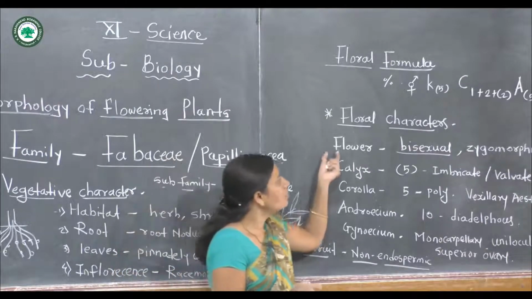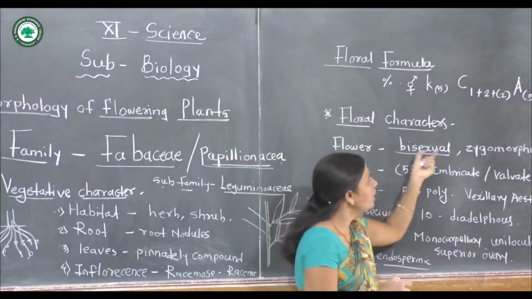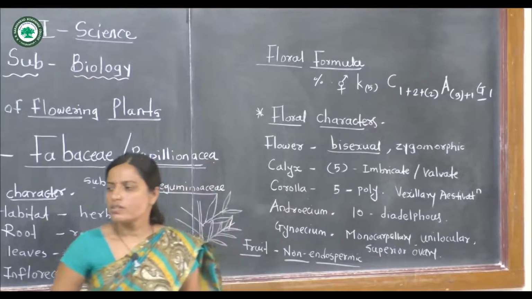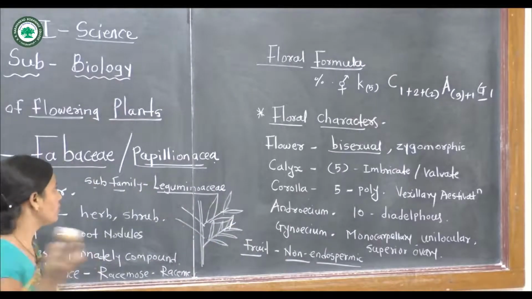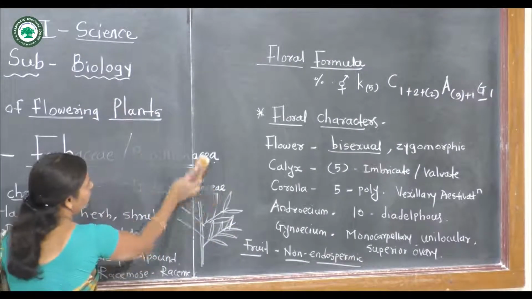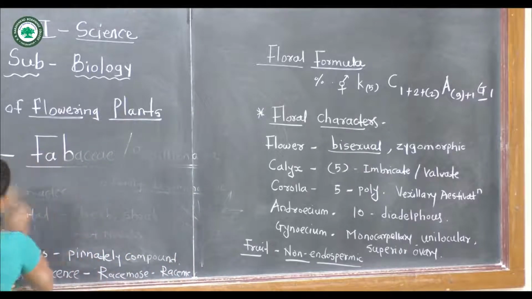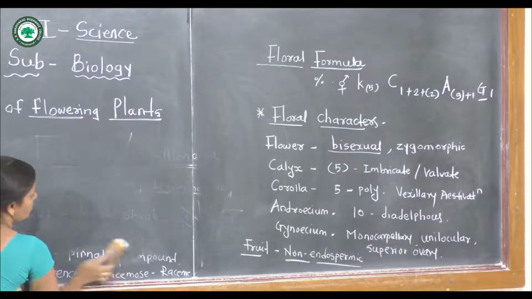Now this flower is also zygomorphic in symmetry. Zygomorphic symmetry means that the flower can be cut along a single plane and is divided into two equal halves.